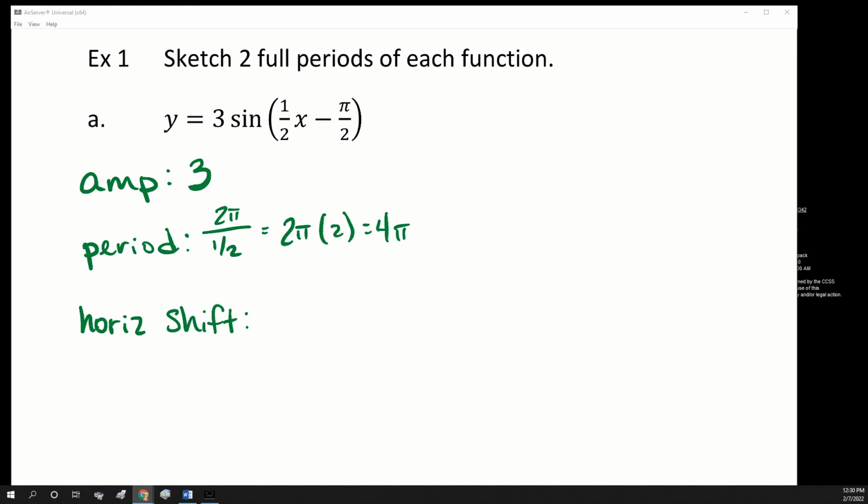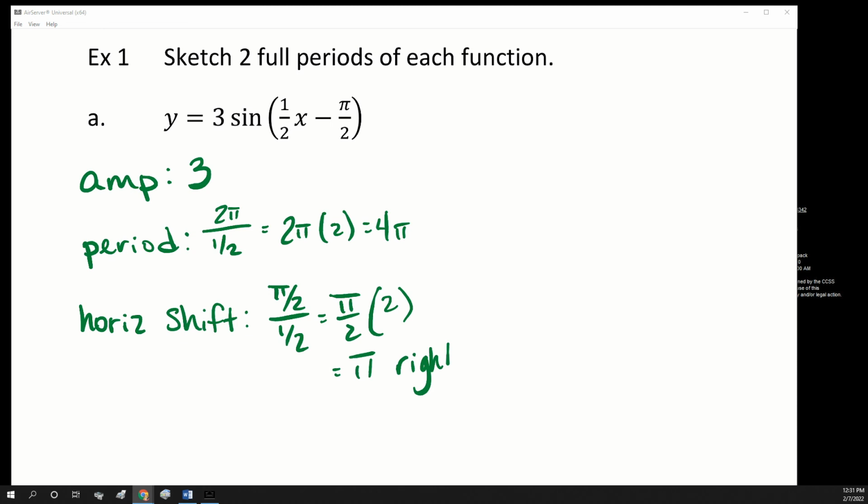All right, and then for the horizontal shift, we take this number. If there isn't another set of parentheses inside the parentheses, what you're going to do is take this number and divide it by this number. So pi over 2 divided by 1 over 2, or pi over 2 times the reciprocal. So that's going to be pi units. And then which direction? To the right. So if it's subtraction, it's to the right. If it's addition, it's to the left.